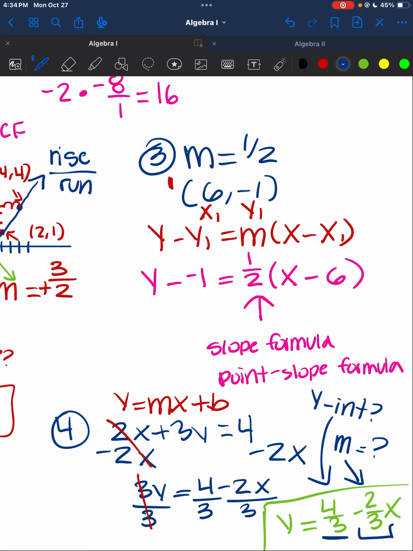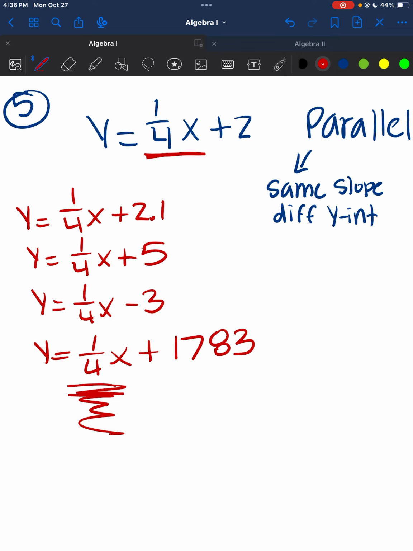If you decided to give me y is equal to 1/4 x plus 1,783, that's still parallel. It's still parallel because the slope is the same. It does not matter what you put that y-intercept as. The line is still going to be parallel as long as the slope is the same.